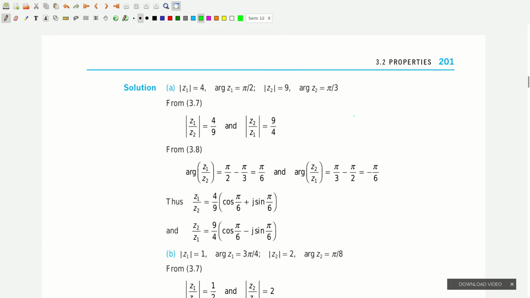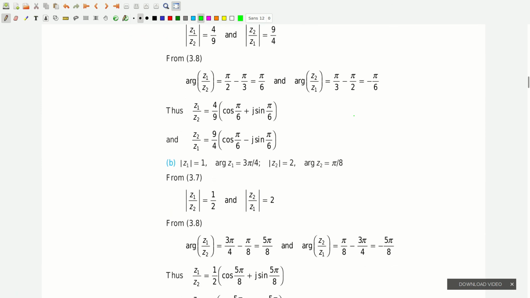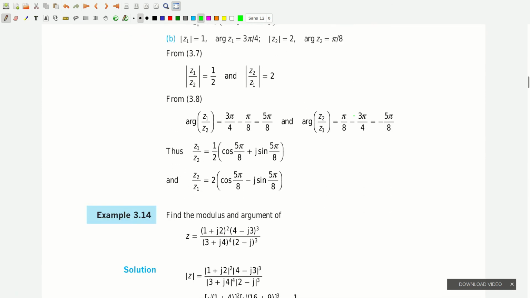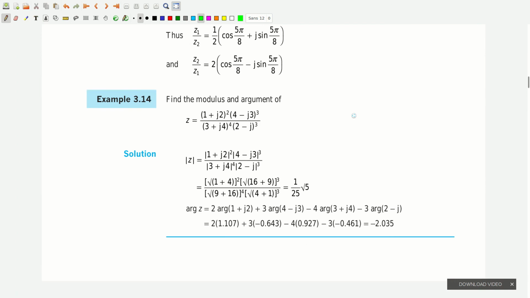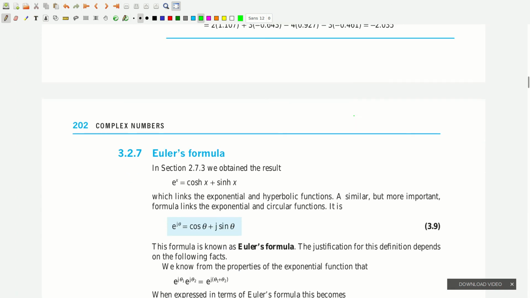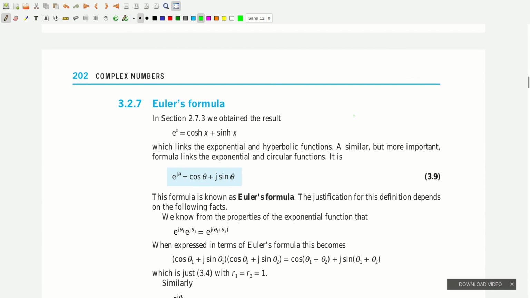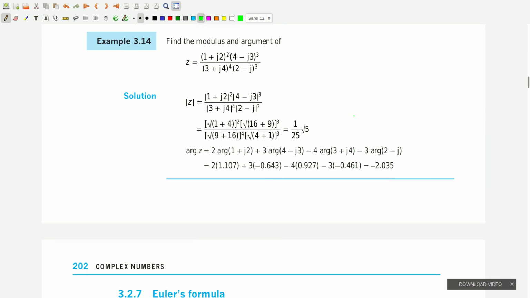Okay, so the rest here are examples which you should be able to go through and follow. Once you get the idea, the rest is just algebra.